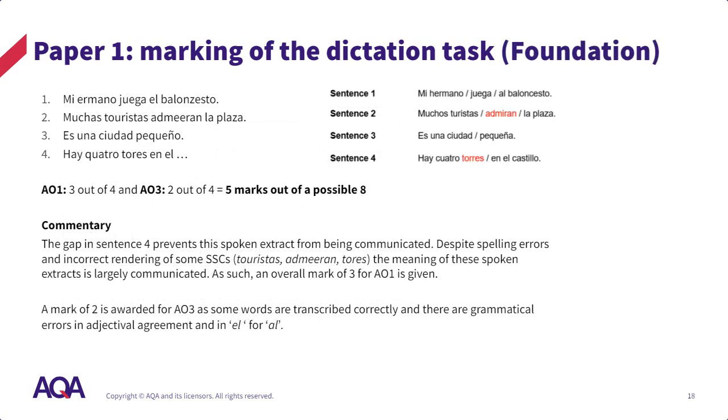So this is one of the example marked responses from the mark scheme, and there are a range of different examples for you to look at after this session. There's no need for students to worry about getting everything totally accurate in order to score marks. So this student, despite missing a bit out in sentence 4 and some incorrect spellings, still gets 3 out of 4 for AO1. The mark for AO3 reflects the fact that there are some grammatical errors, but the student still gets 2 out of 4 for AO3. So overall, this student scores 5 marks out of a possible 8 for this task.